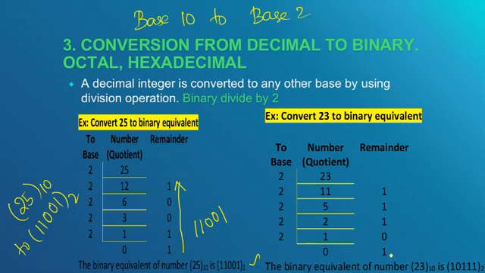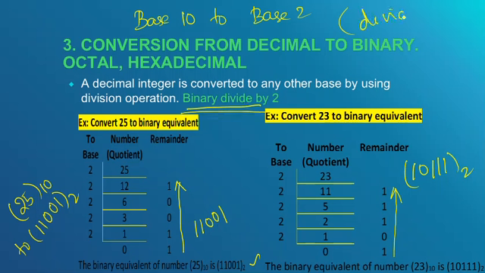You will write the answer from bottom to top. So it will be 10111 base 2 is the answer for the given number. So this is how we will convert. Understand, if you want to convert a decimal from base 10 to base 2, just divide the number by 2.